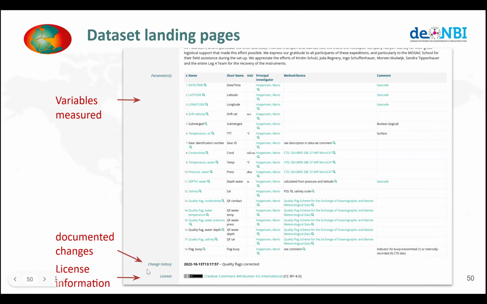And there's the option of documenting changes in the dataset. So if any changes appear, they can be documented under change history. And PANGAEA publishes most of the datasets under the Creative Commons Attribution license.